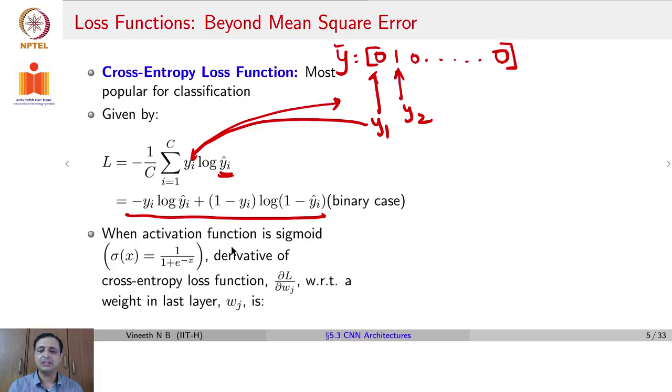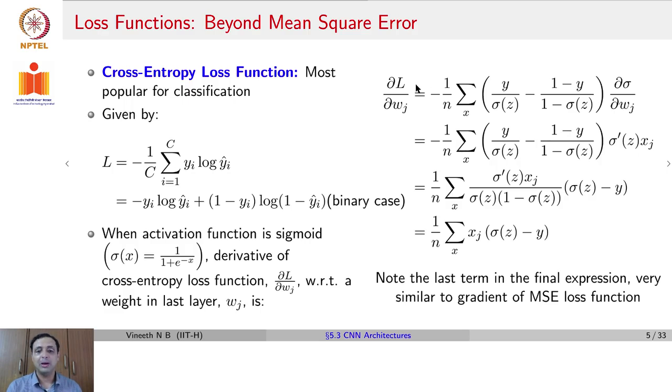So if we consider the activation function to be sigmoid, in a binary classification problem, the derivative of the cross entropy loss function with respect to a weight in the last layer wj is given by, let's work it out, dou L by dou wj will be minus 1 by n, y by sigma of z. How did we get sigma of z? Sigma of z is the same as y hat. That's the prediction of the neural network. Z was the pre-activation value. We applied a sigmoid on that and got y hat. So that's why we're replacing y hat by sigma of z.